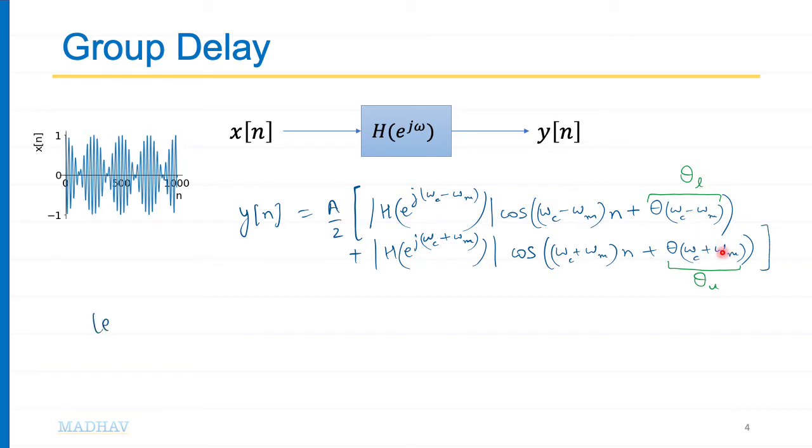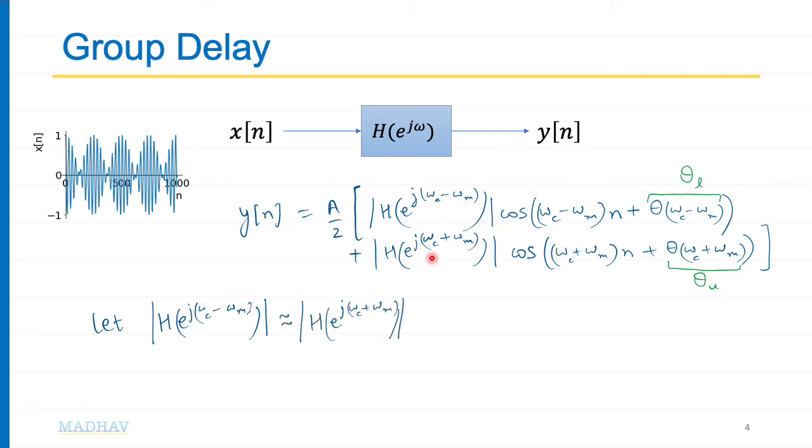And now I have to understand the structure of this signal. It looks complicated, but we can use some real world approximations. One approximation is we let omega c minus omega m, so my magnitude or the gain at omega c minus omega m, this and this are almost same.